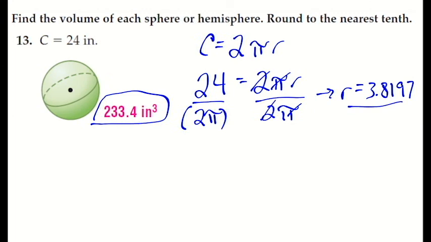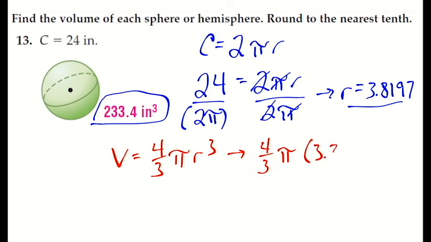Now we're going to take that radius and use that to calculate the volume of our sphere. So we're going to jump to our volume formula, which is 4/3 pi r cubed, which would be 4/3 pi times 3.8197 to the third power. If we go ahead and type that into our calculator, you should get approximately 233.4 cubic inches.